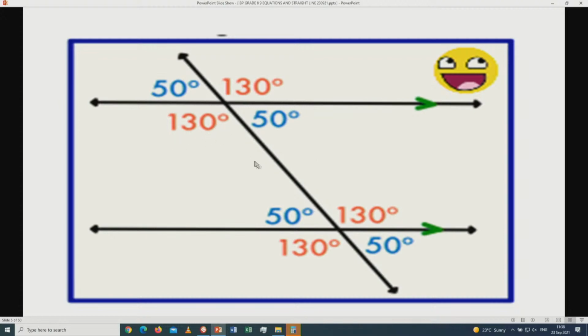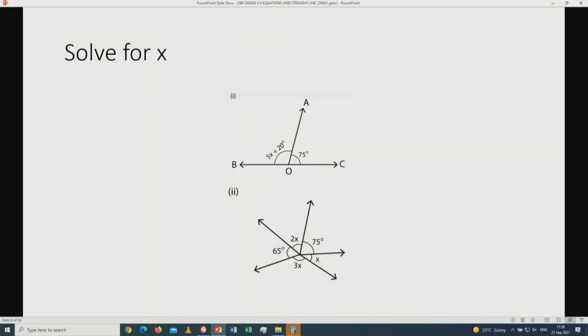Same thing. What do you see here? 130 and 50. What do you add? What do you get? 180 degrees. But how do you explain these two angles? They are between the parallel lines, inside the parallel lines, interior, on the same side of a transversal. Those are called co-interior. Again, the point is, how would you remember? That's what's important. Now, let's have a look.